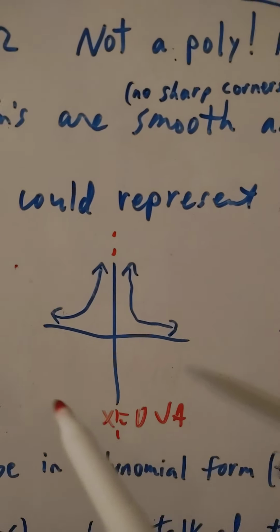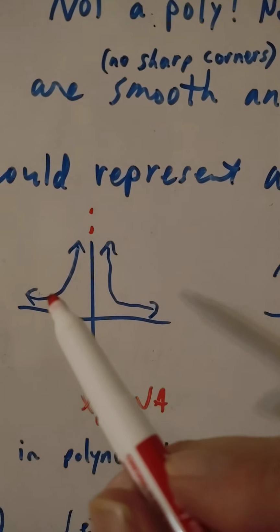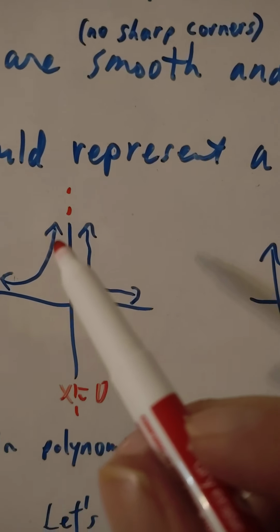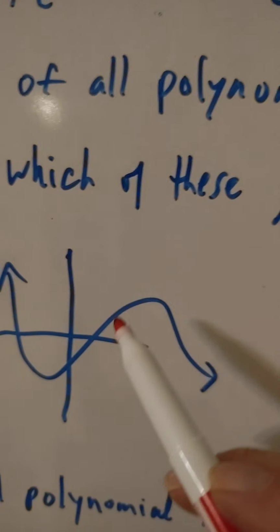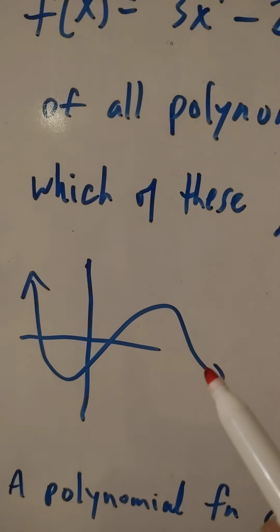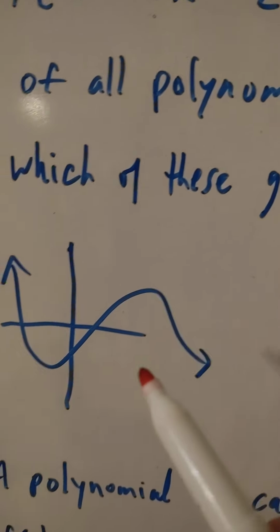So, in other words, if I start here with my pencil, I can't draw the whole graph without lifting up my pencil. As for here, I can draw the whole graph without lifting my pencil. So that means it's continuous. Remember, no sharp corners either.